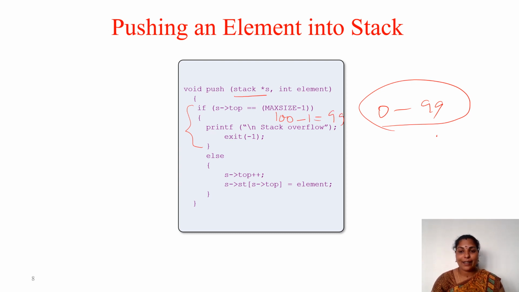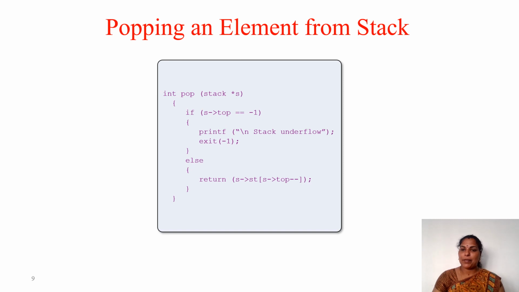That means all the 100 spaces are filled. If this condition is true, that is if S points to top equals max -1, then we report stack overflow. Else we increment the top position, and in the top position we place the element. So S points to top plus plus, and S points to stack of S points to top equals element. At that position we insert the element. This is about pushing an element in the stack.